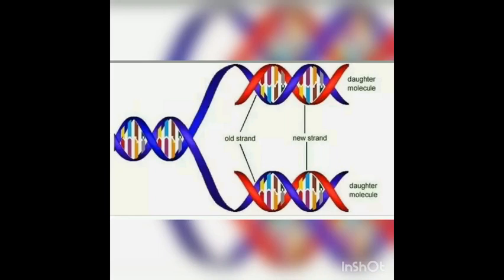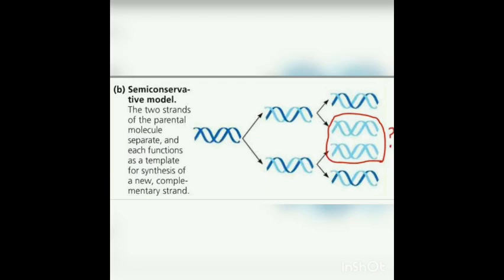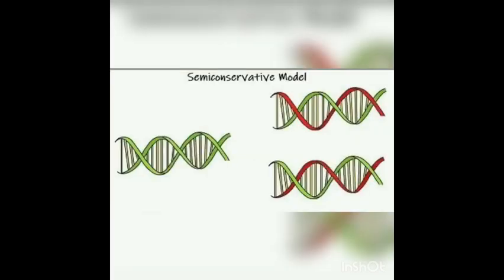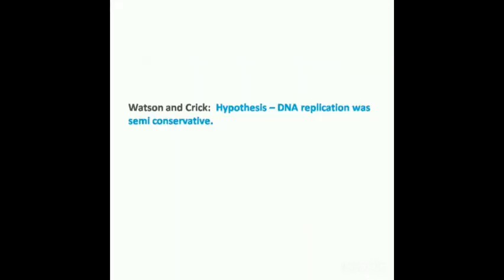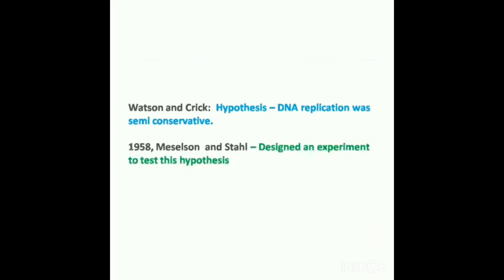You can see in this picture. Subsequently, each daughter double helix carries 1 polynucleotide strand from the parent molecule that acts as a template, and the other strand is newly synthesized and complementary to the parent strand. Semi-conservative replication was proposed by Watson and Crick in the year 1953. The mode of DNA replication was determined in 1958 by Meselson and Stahl.